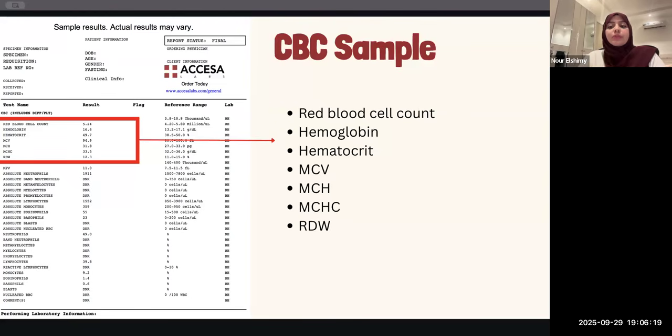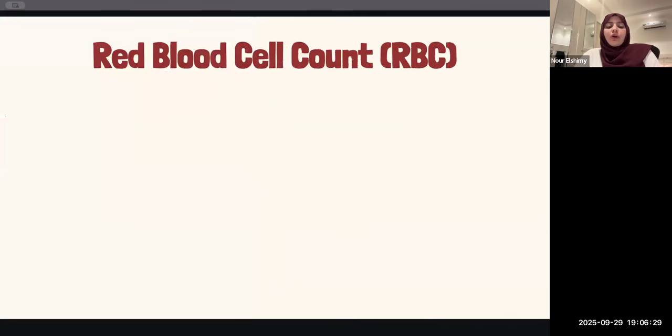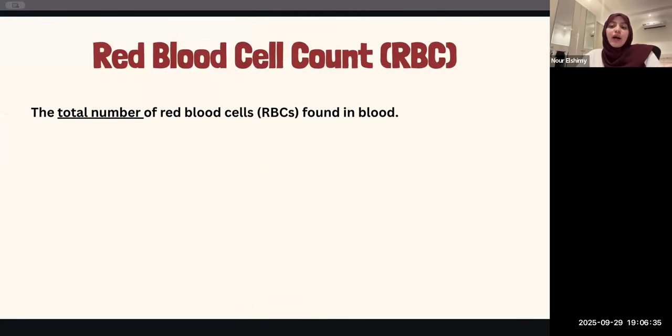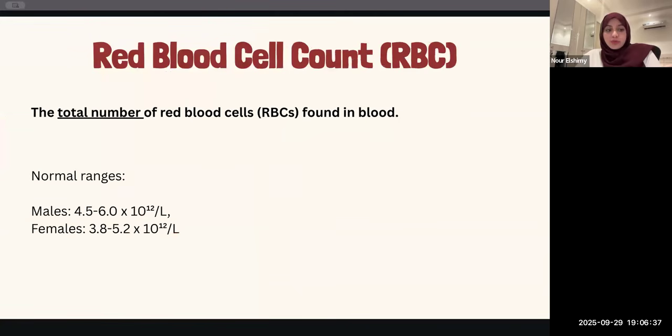I will tell you how it helps us to classify the anemia, or to even know if someone has anemia in the first place or not. Okay. So starting off with red blood cell count. From its name, it's the total number of red blood cells we have in our body. The normal ranges would be 4.5 to 6.0 times 10 power 12 for males, and it's less for females.